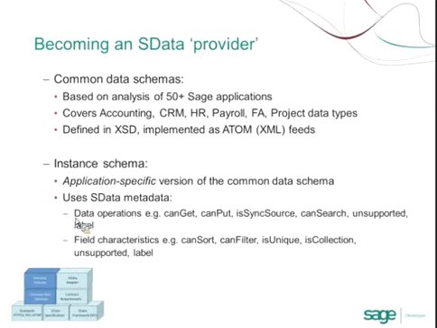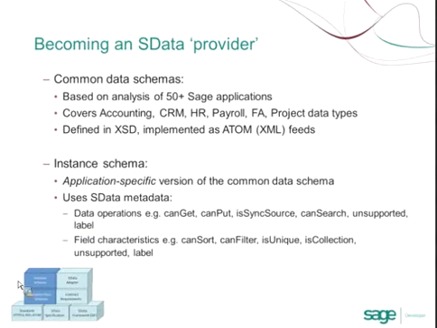A key thing when writing a provider, though, is to develop your instance schema, and that is your application-specific version of the common data schema. The common data schemas are quite large, quite comprehensive. They need to be to support all the different types of Sage application there is. What you define in your instance schema is what your application supports. So if you're implementing an instance schema for Sage 200, for example, you can use metadata to declare in your instance schema what you support.